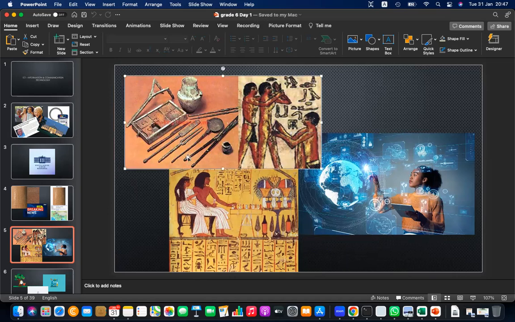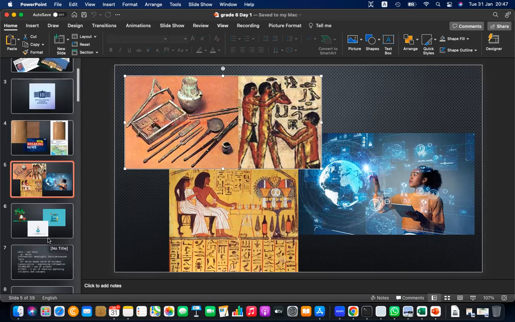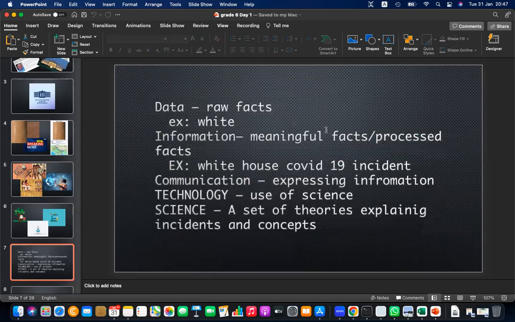Because the technology is changing every day. Technology is changing every day, so it is renewing. So if you don't know, please highlight these facts. Data are raw facts. Information, meaningful.